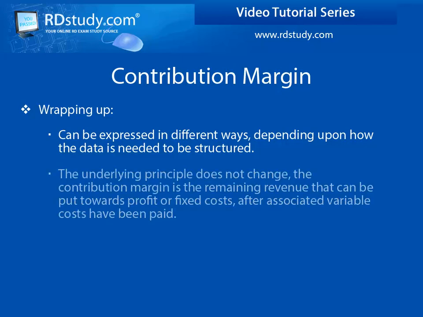The underlying principle does not change. The contribution margin represents the revenue that remains and that can be put towards profit after any and all associated variable costs are paid. Up next, we will identify the different methods that can be used to solve for the contribution margin.